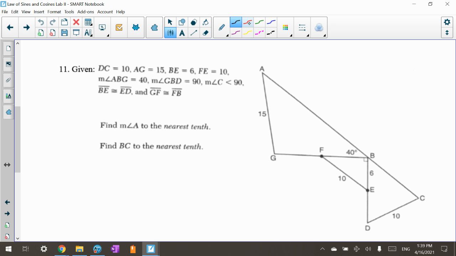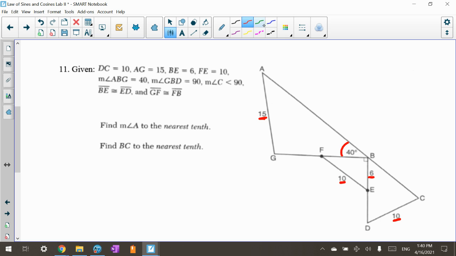We're going to label everything. I'm going to use red to label. So I have DC equals 10. They have that here already. AG equals 15. That's there already. BE equals 6. So that's there. FE, got to find FE. Where are you, FE? There's F. Oh, FE is 10. Sorry, I had to look for that. And then the measure of angle ABG is 40. So right here is 40 degrees. They gave that to us.